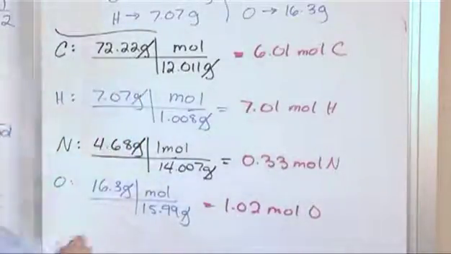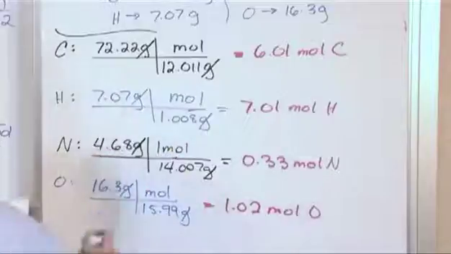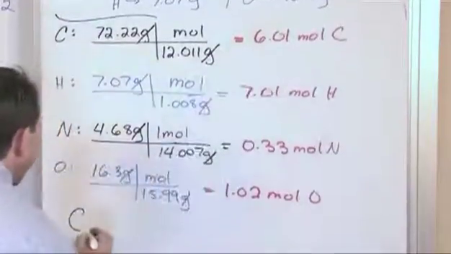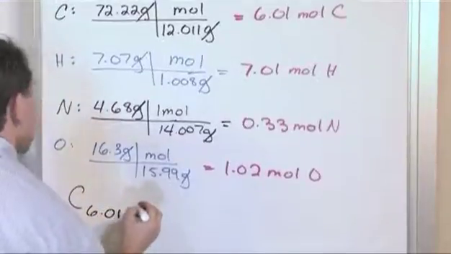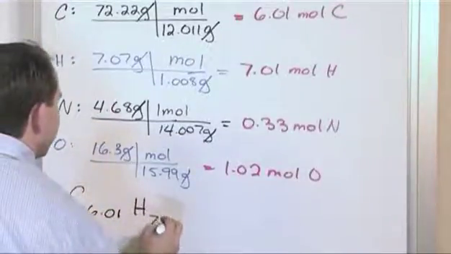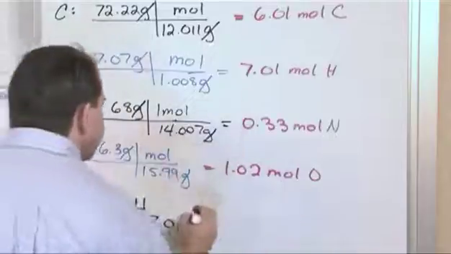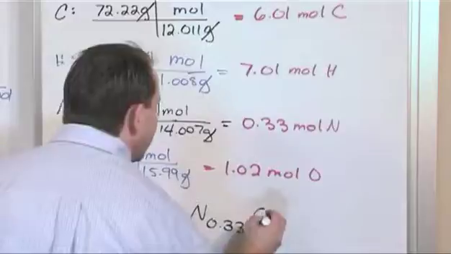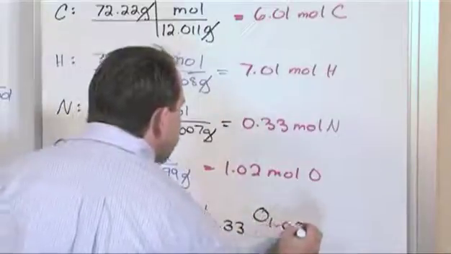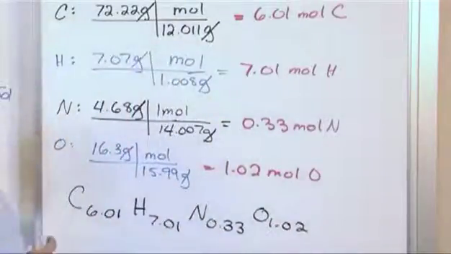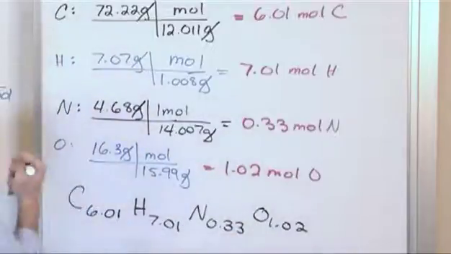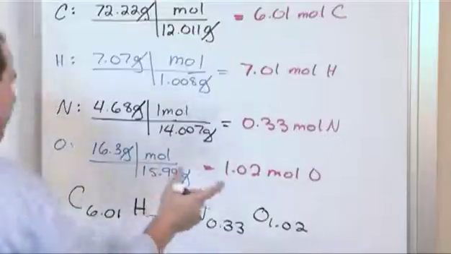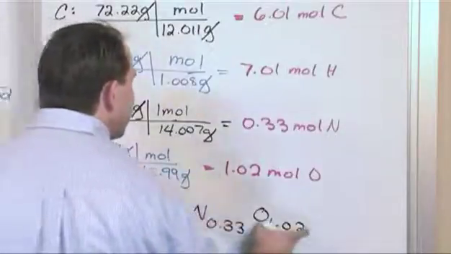So to build the answer is actually pretty easy. You use these ratios and you do it like this. Carbon, you just write down exactly the number you have, 6.01 moles. Hydrogen, 7.01 moles. Nitrogen, 0.33 moles. And oxygen, 1.02 moles. Now, what this is saying is that this compound forms in the ratio of 6.01 of carbon to 7.01 of hydrogen to 0.33 of nitrogen to 1.02 of oxygen.